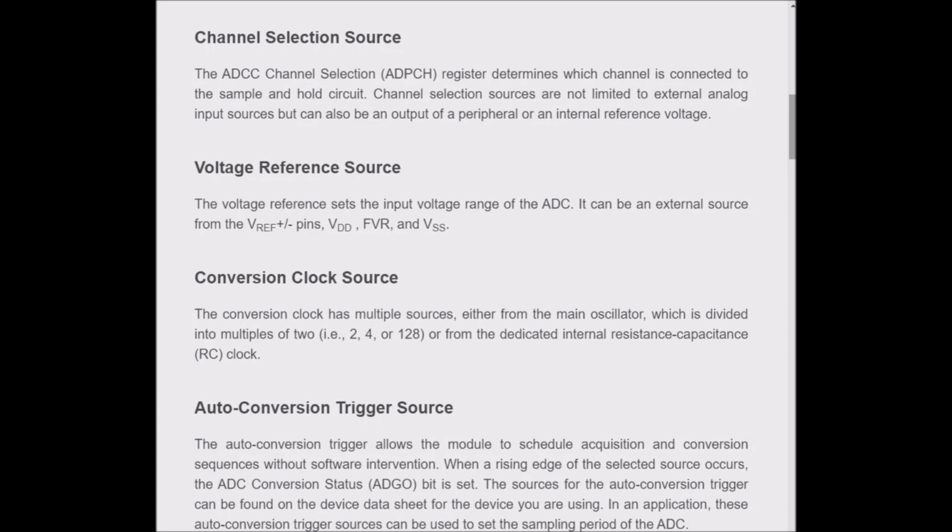Voltage reference source. The voltage reference sets the input voltage range of the ADC. It can be an external source from the VREF+/- pins, VDD, FVR, and VSS. Conversion clock source. The conversion clock has multiple sources, either from the main oscillator, which is divided into multiples of 2, i.e. 2, 4, or 128, or from the dedicated internal resistance capacitance (RC) clock.